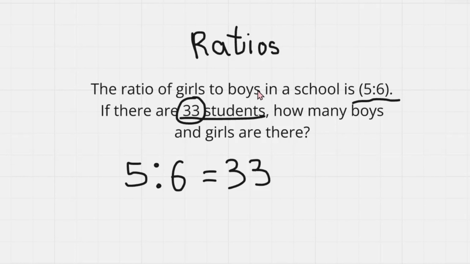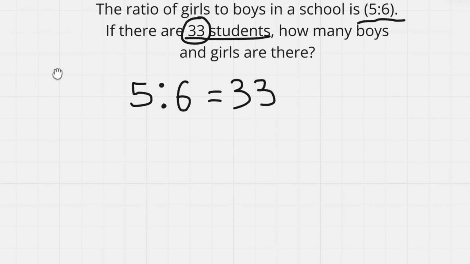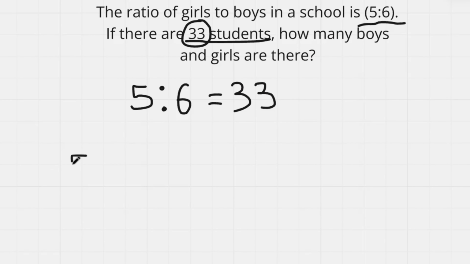So if you want to solve this, you need to find the total number of parts in the ratio, then divide the total number of students by the number of parts to find the number of students per part. Then multiply the number of students per part by the number of parts for each gender to find the number of boys and girls. So let's add 5 plus 6. 5 plus 6 is equal to 11. And then after that, you need to divide 33 by 11.